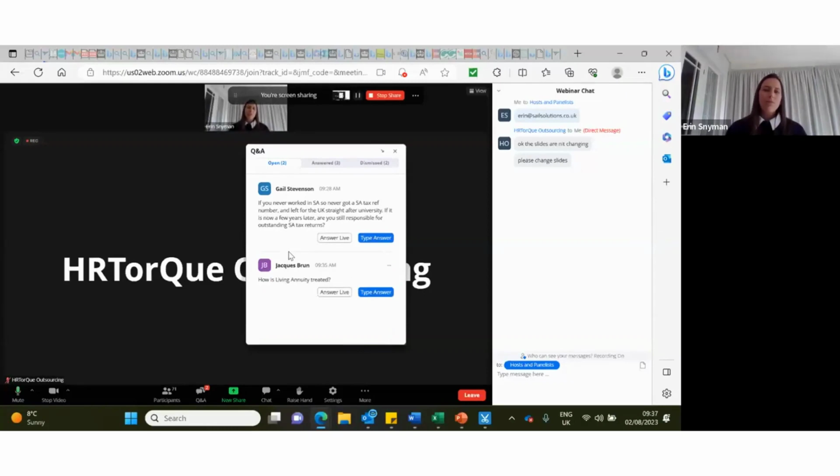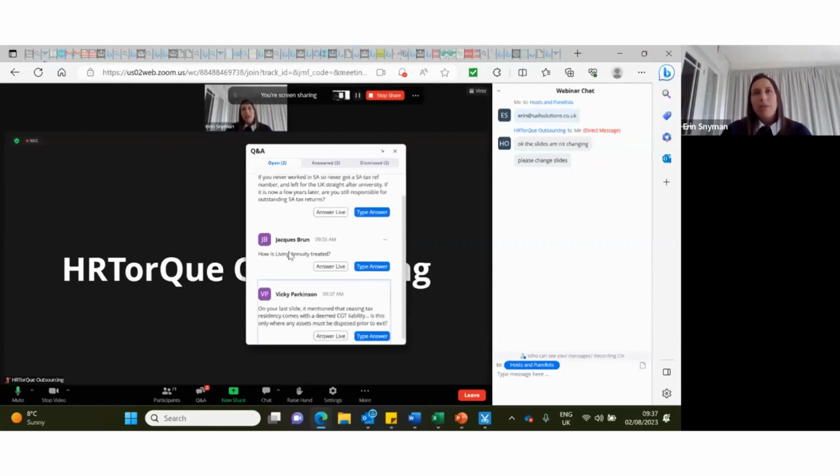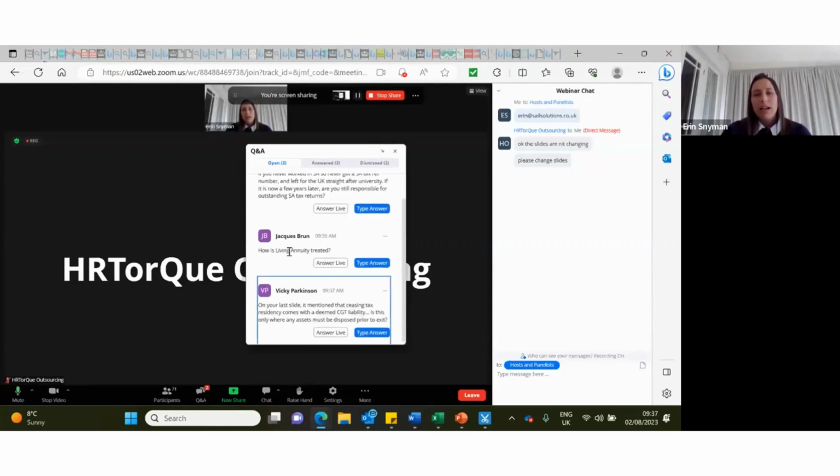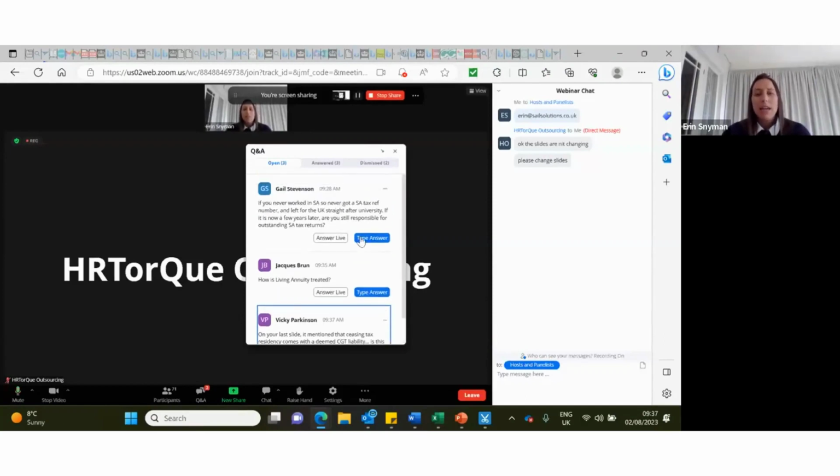Effectively, without a tax number, it does make it a tougher situation, but ultimately it still comes back to that test from an ordinary residence perspective to determine whether SARS would deem them to have come back to South Africa at some point. And so it's still advised that a formal cessation of residency is done, even without the tax number.